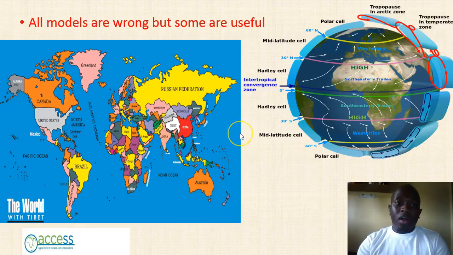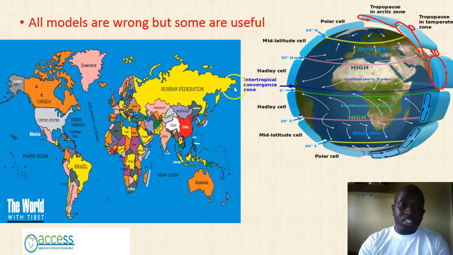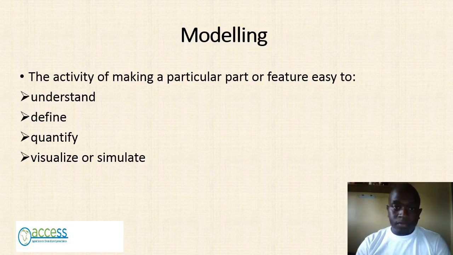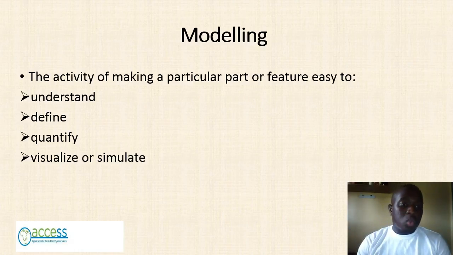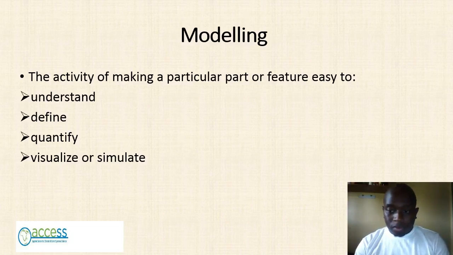But both of them, like I said, all models are wrong, but they are useful. Here, this one is useful in disclosing the continents and this one is useful in showing us how the air circulates. Now, let's look at modeling. Modeling is an activity of making a particular part or a feature easy to quantify, define, simulate, or understand.